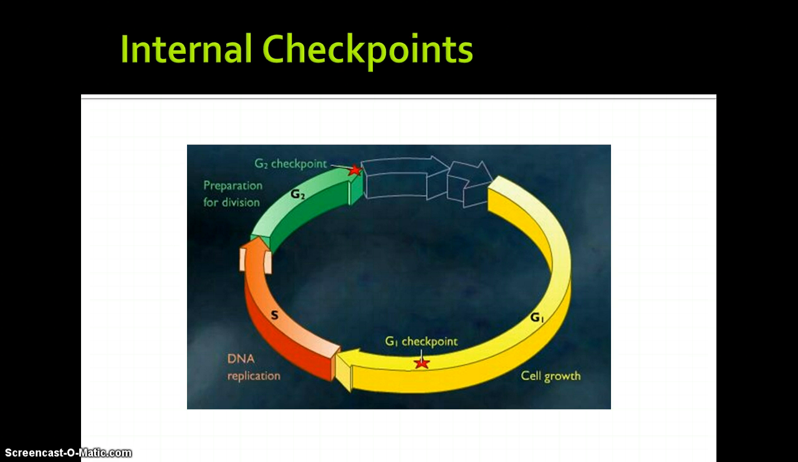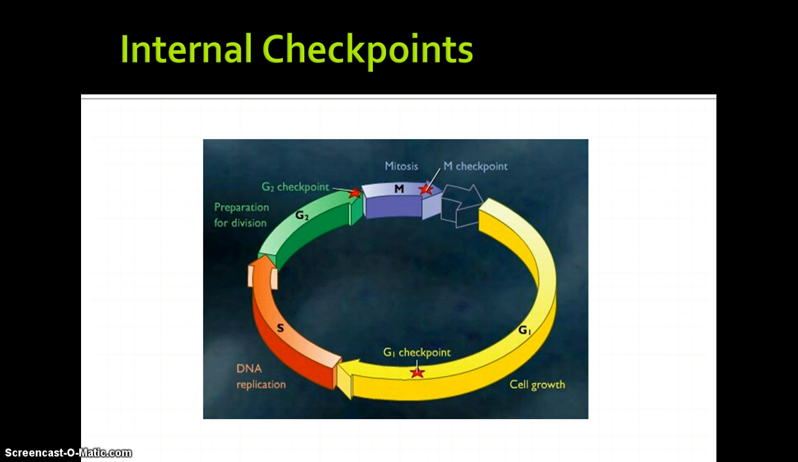This is where the cell prepares for mitosis and continues to grow. And there is a G2 checkpoint, which is shown by the red star, that assesses the success of DNA replication before the cell enters into mitosis.